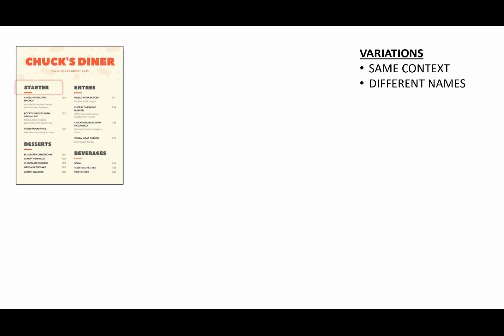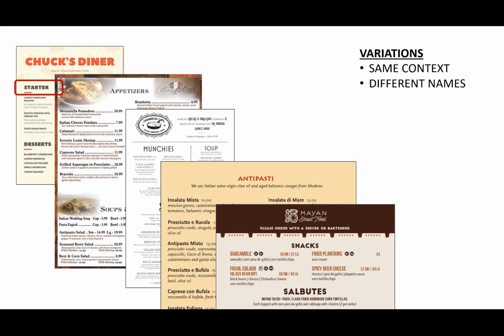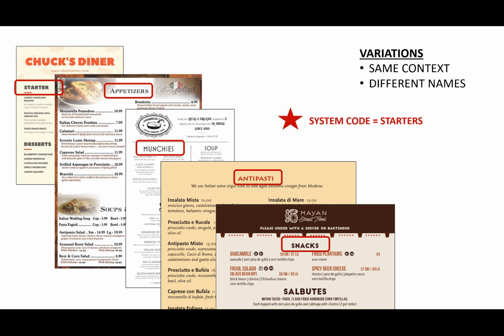Here's another example from the food service industry. In this case, we have the same context, but a lot of different names for similar things. Here's Chuck's menu, and they've got starters. A bunch of other menus have other names for the same kind of thing. Munchies, antipasti, snacks, we all know they're starters. So we'll create a system code, and now we can understand these menus in ways that cut across all of the different language.